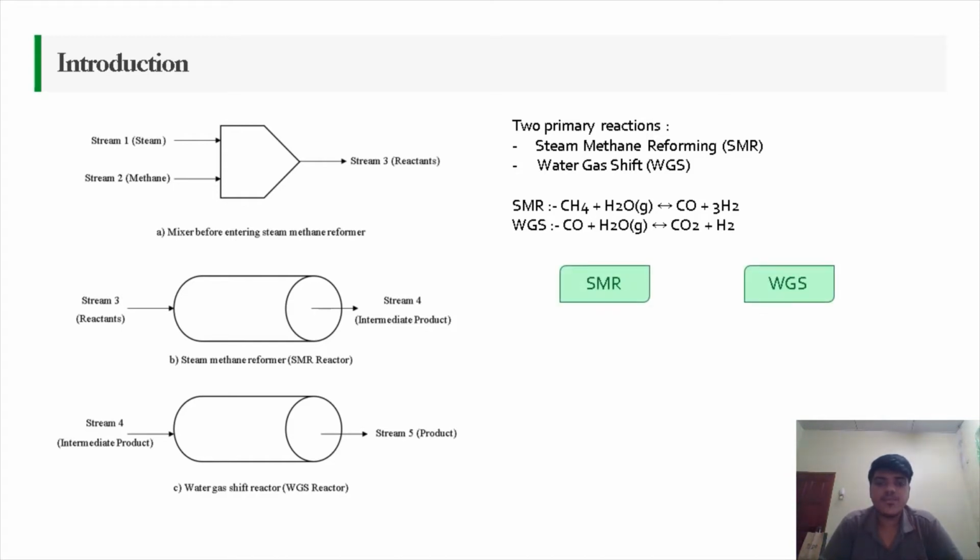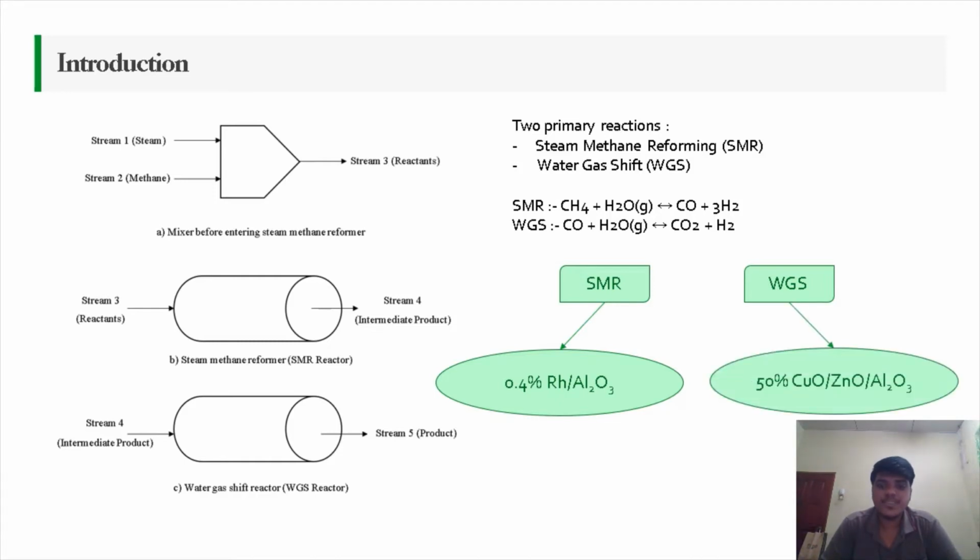Now, SMR and water gas shift have to be done under a catalyst, which is 0.48% rhodium supported on alumina and 50% copper oxide supported on zinc oxide and alumina, based on the literature study that was done by us. And both of these are catalysts, so the best reactor to be used will be the packed bed reactor (PBR) because this is one of the basic reactors that can accommodate catalysts.